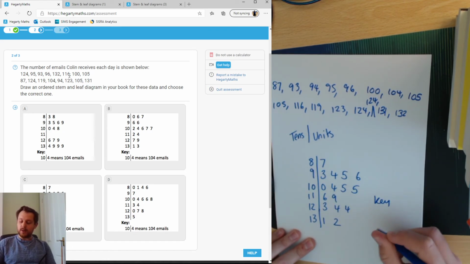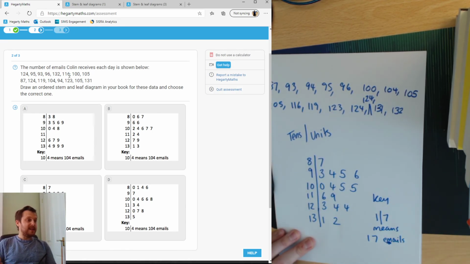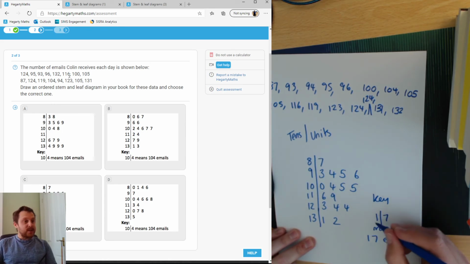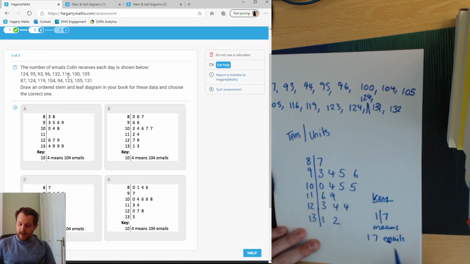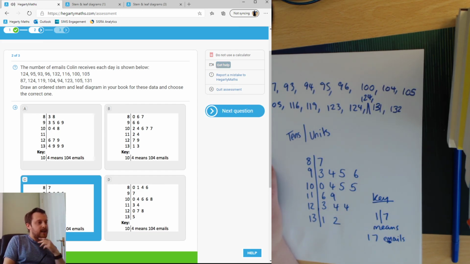Of course I need a key, so I'll just make a random one up. Let's do this. That would mean what? 17 emails, right? It was emails that Colin gets. As I say, it doesn't really matter what you put for your key, as long as you put the correct representation. So let's see which one the answer is. It starts with an 8 and a 7, and then I think it's this one, and then 104 emails. So I click that and get it right.